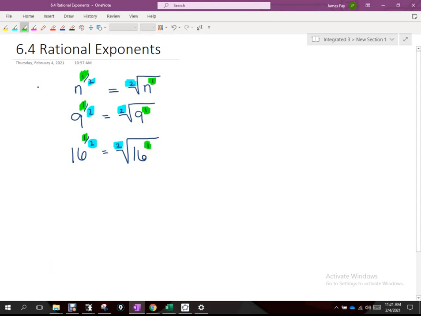So an alternative way of writing a radical: if I take a radical and I want to rewrite it a different way to do algebra a little bit more conveniently, I can write it as what we call a rational exponent. Rational means ratio, right? 1 to 2 is a ratio. So that's a rational exponent. It's a fraction exponent.